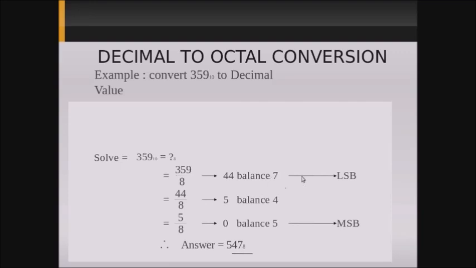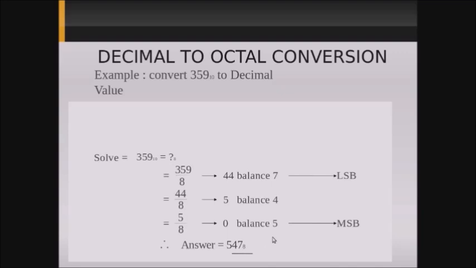So the remainder of the first process would be considered as an LSB, and again I have to divide the resultant quotient by 8. So I would be getting the quotient as 5 and remainder as 4. Now again this 5 should be divided by 8, therefore the quotient would become 0 and balance, that is remainder, would become 5. Okay, so the remainder from the last process would be considered as an MSB, therefore the equivalent value of 359 in octal representation is 547. So this is how we are going to convert a given decimal into octal form.